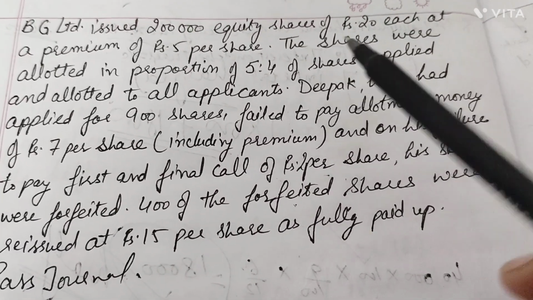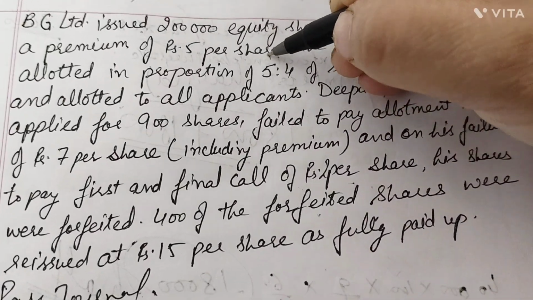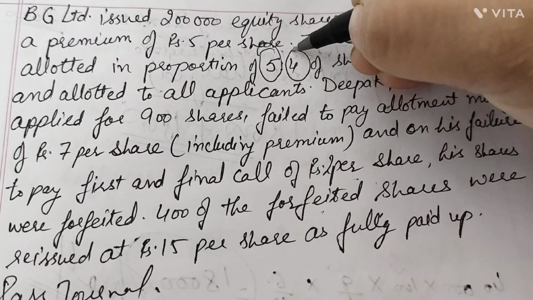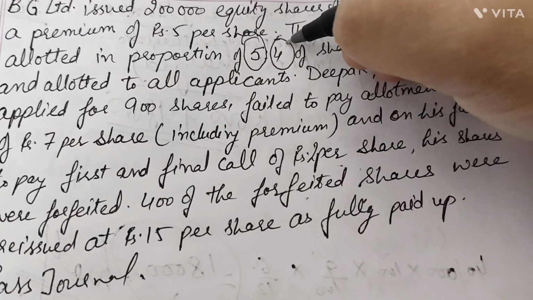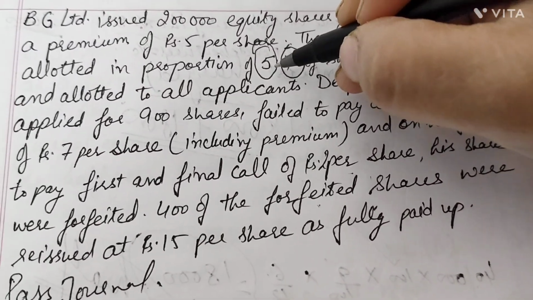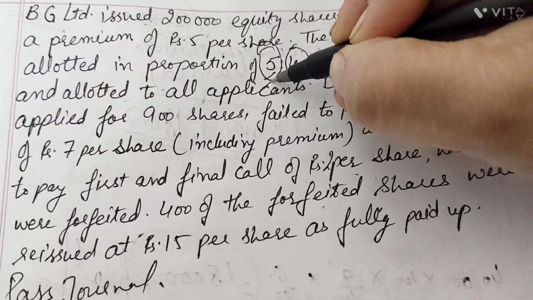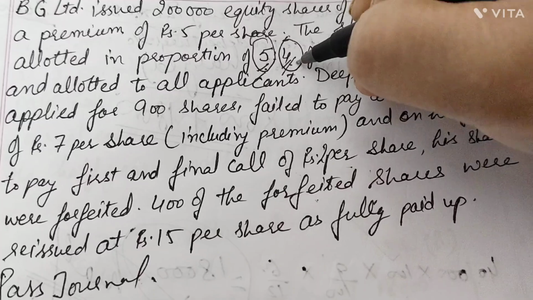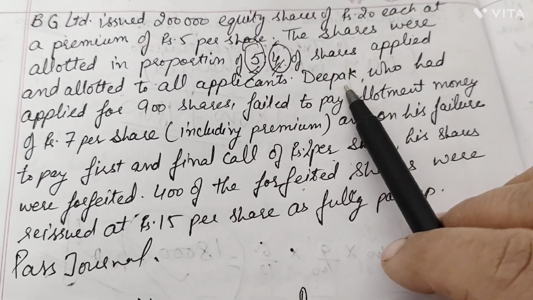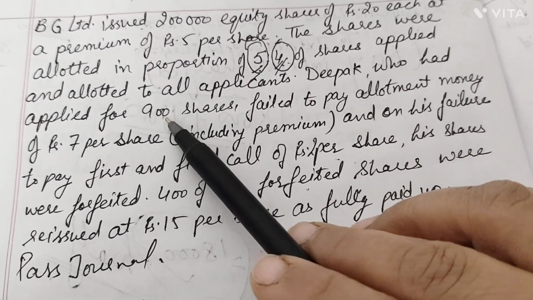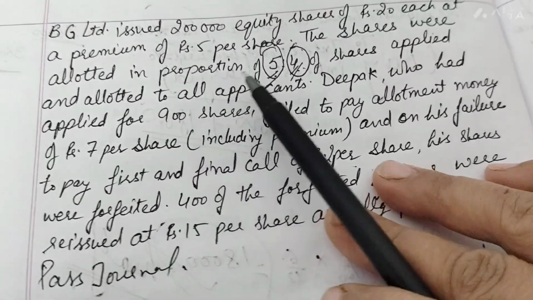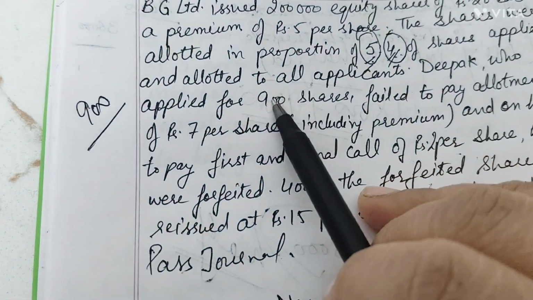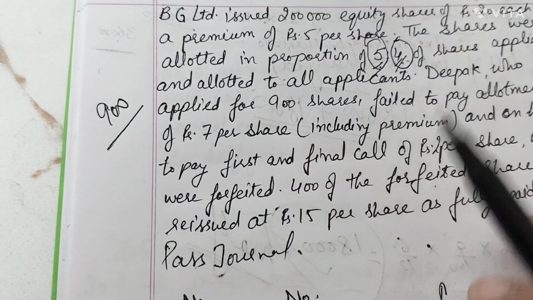What does it mean here? 5 stands for the number of shares applied and 4 stands for the number of shares allotted. That means a shareholder who has applied for 5 shares is given 4 shares by the company. Now here is the case of Deepak, who had applied for 900 shares. How many shares must have been allotted to him? We can write it here.